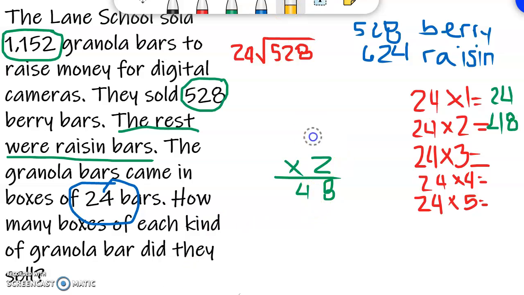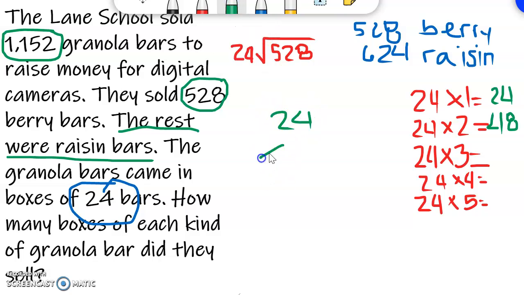And then I'm going to erase. And now I need 24 times 3. I'm working on my cheat sheet. 4 times 3 is 12. Regroup the 1. 2 times 3 is 6, plus 1 more is 7. So 24 times 3 is 72.